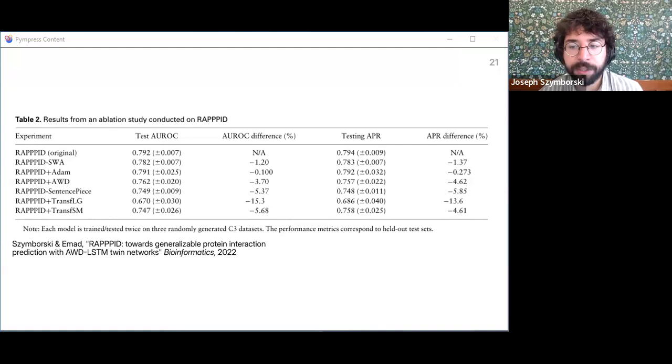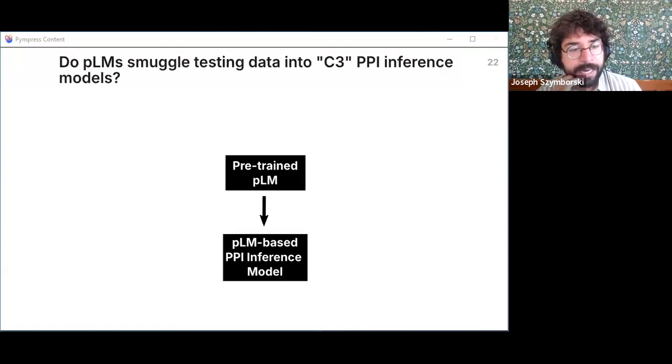For example, a 3.7% change, when you get rid of a regularization technique called average weight decay regularization, and also a 5.4-ish% decrease in performance when you remove the tokenizer. And so really regularization here is what gives us a big uplift in performance when looking at generalized data sets.